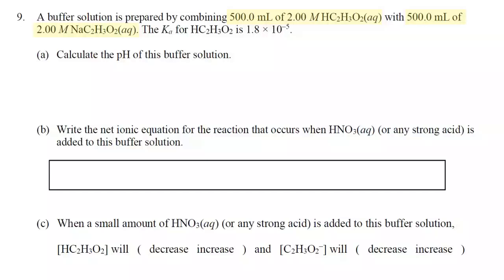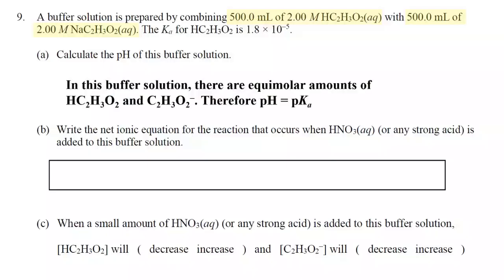So therefore, we have the same number of moles of acetic acid as we have number of moles of acetate. So for this buffer solution, there are equimolar amounts of acetic acid and the acetate ion. Therefore, the pH equals the pKa for acetic acid. Now, the pKa is the negative log of the Ka. So the pH of this solution is equal to the negative log of 1.8 times 10 to the negative 5. And that's 4.74. So that is our answer to part A.